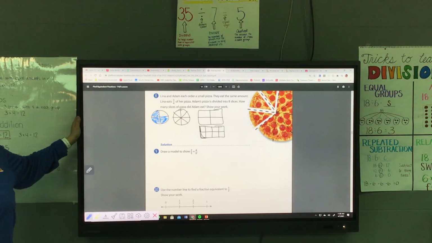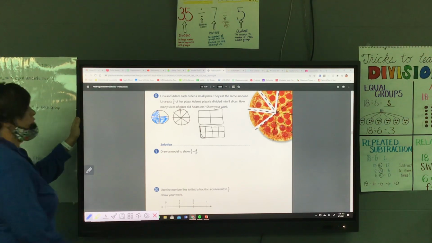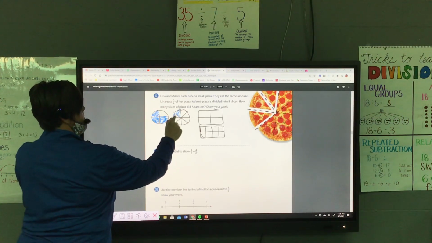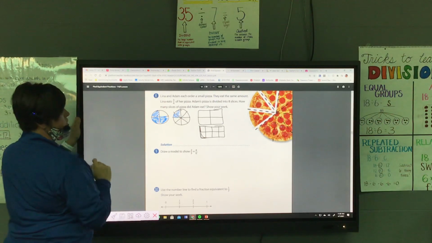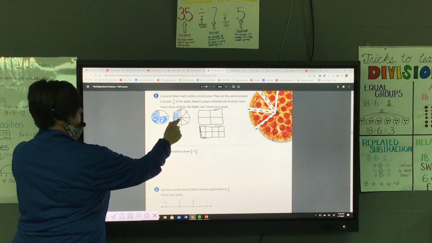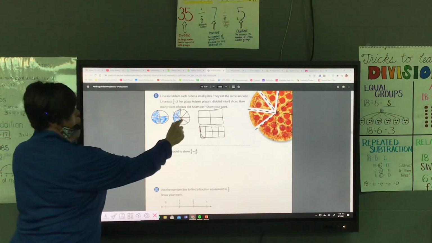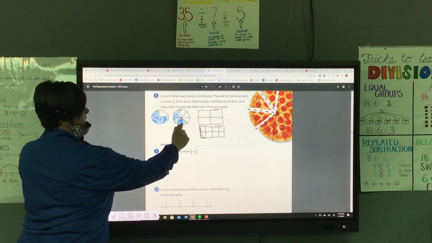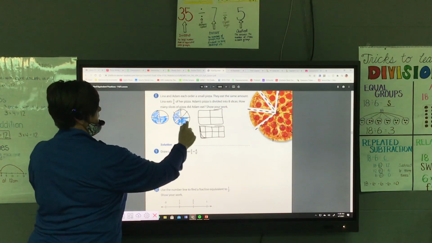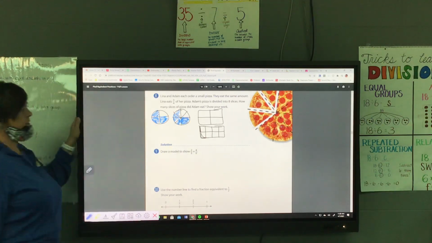I have to show that Adam eats the same amount on his pizza. So I'm going to do 1, 2. Do I need to do more? 3, 4. Am I done? No. 5. Am I done? No. 6. Am I done? Yes.